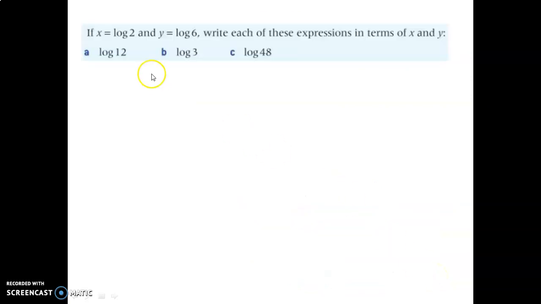All right, here's a few more. If we have x equals this and y equals that, can you write these as expressions in terms of x and y? So in other words, turn this into something that has only x and y in it. This one might take a moment to think about.